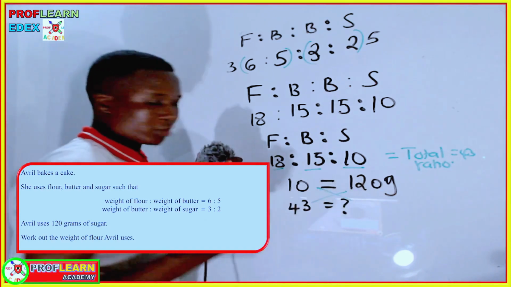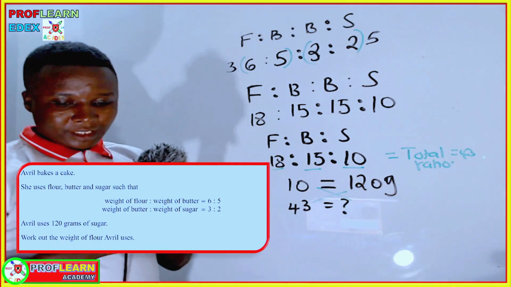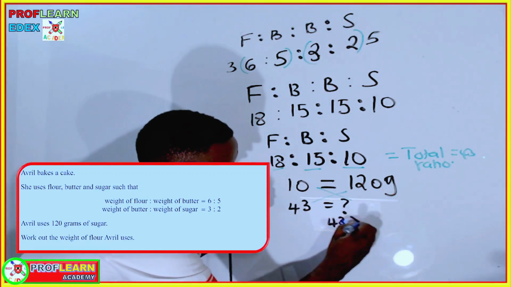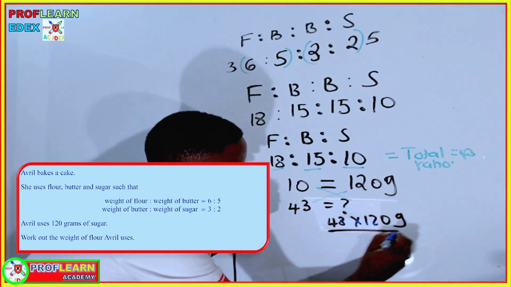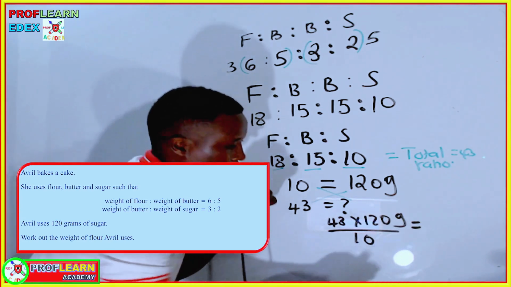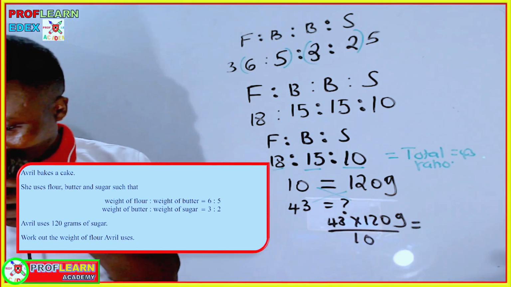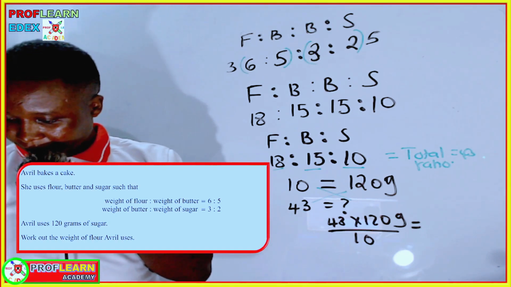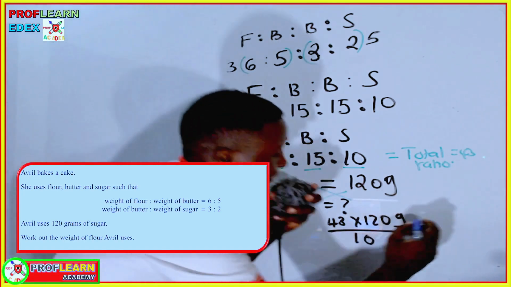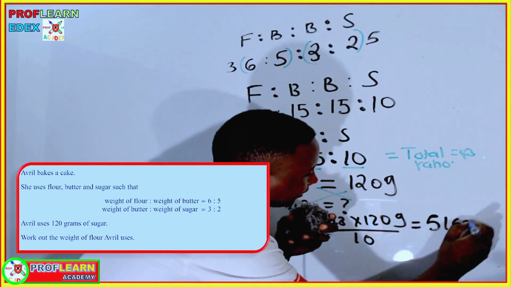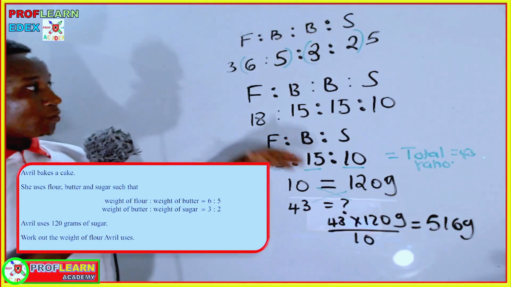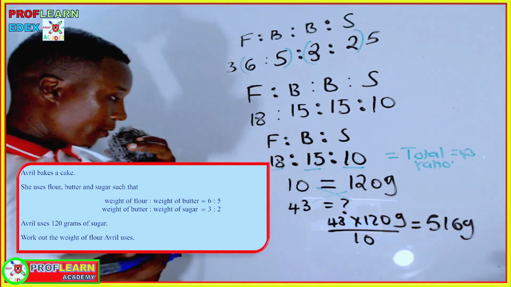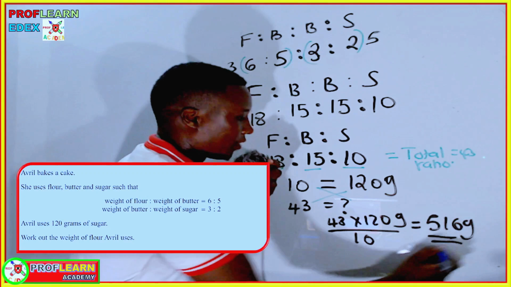So we are going to do cross multiplication. At that point we're going to have 43 times 120 grams divided by 10, and that translates to what? If you work that using your calculator, you are going to get your answer there to be 516. This is 516 grams. So the total grams used for this particular production of a cake is 516.